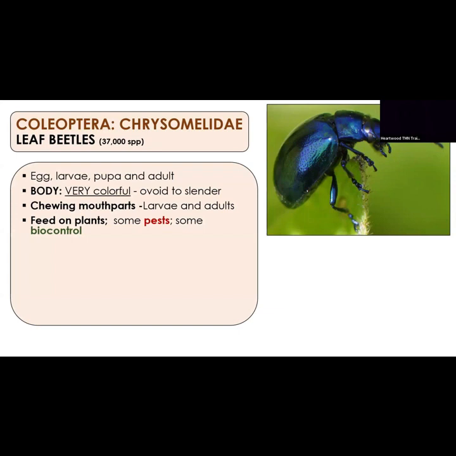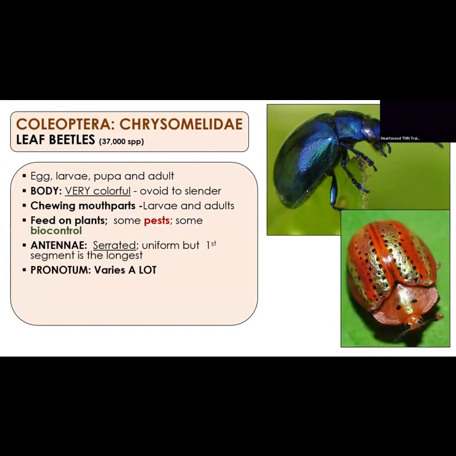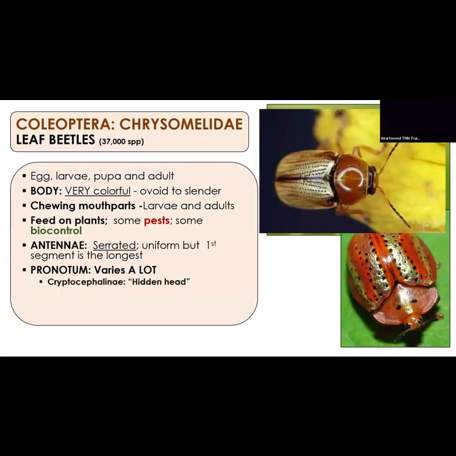So these can be very colorful. They're more oval, they can get kind of round. So that's where you've got to start looking at antenna and all these things. They feed on plants. Some are pests and some are biocontrols. So again, good, bad, and other. They have serrated antenna, and a highly varied pronotum.